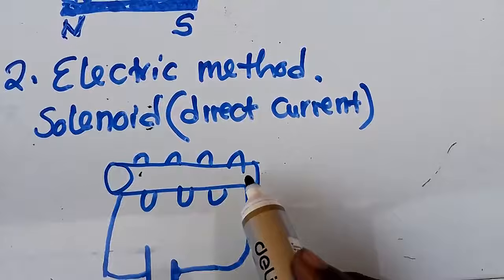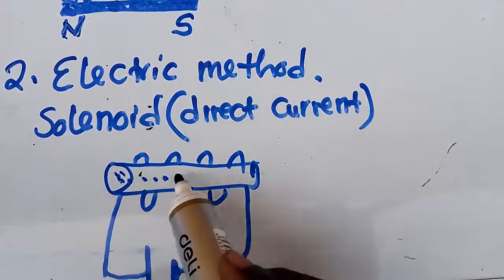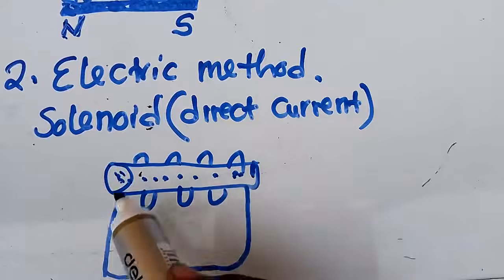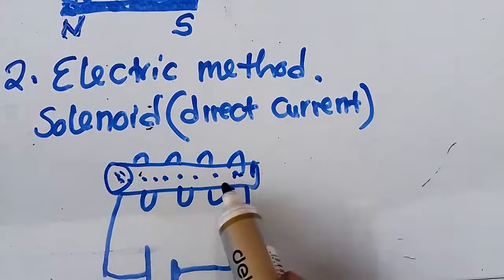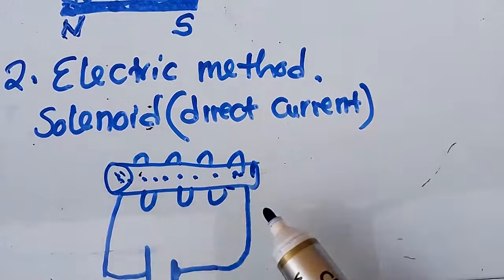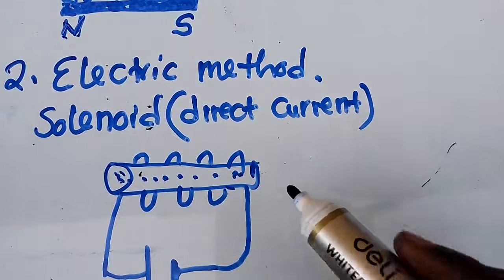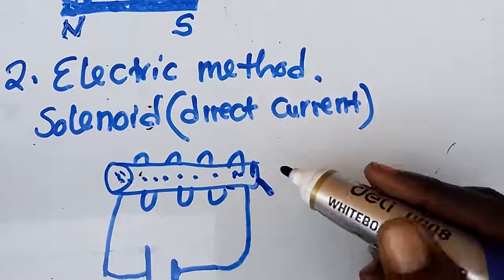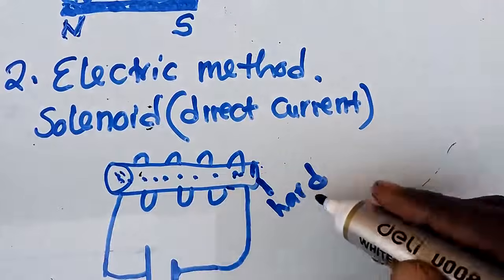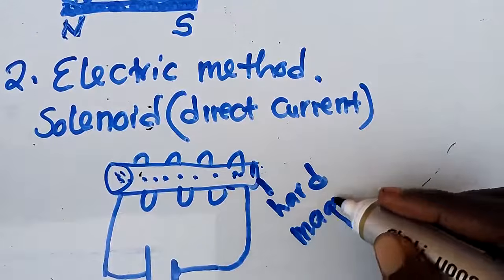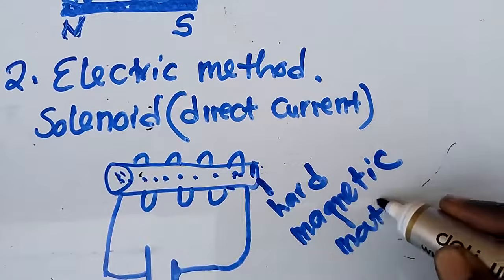Now this one here is a hard material, which is placed here in the electric solenoid. This material which is in here will become magnetized, and hence it will become a permanent magnet. So this is a hard magnetic material. This thing here is called a hard magnetic material.